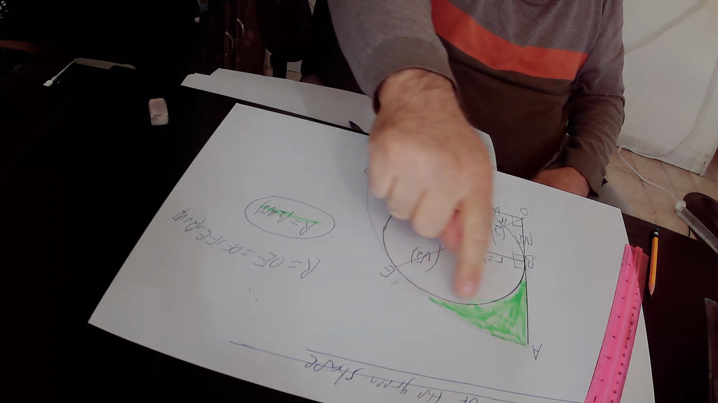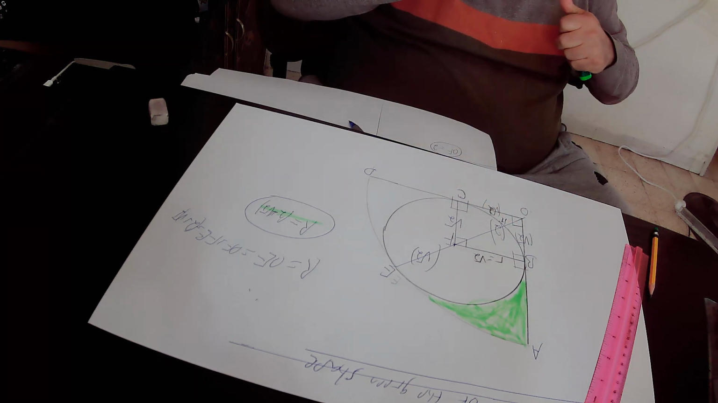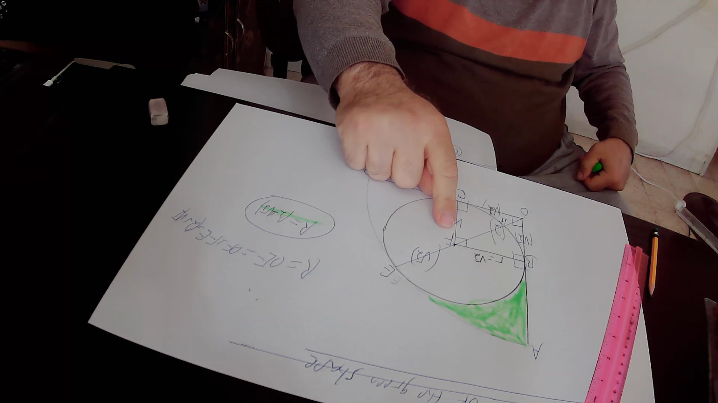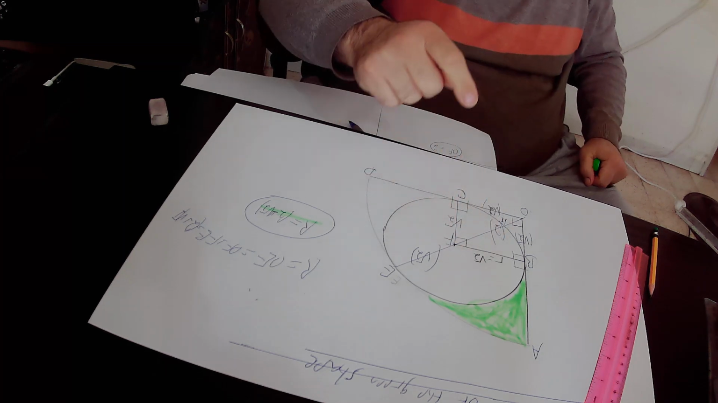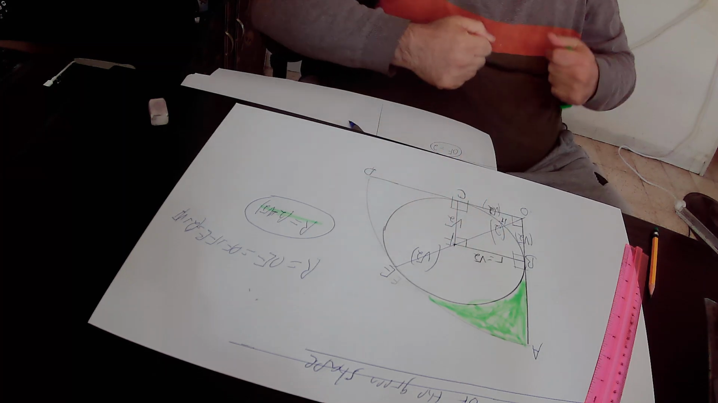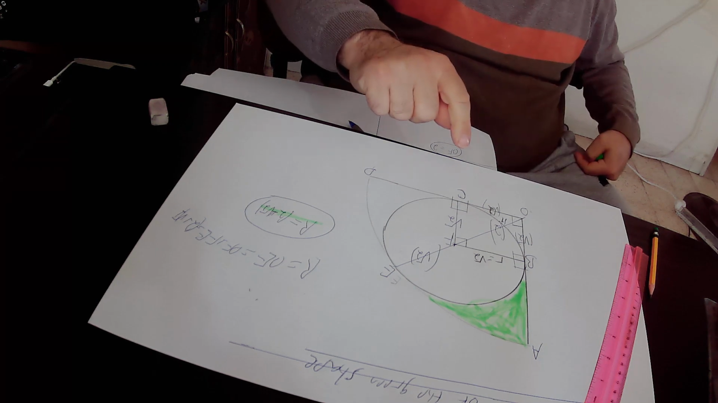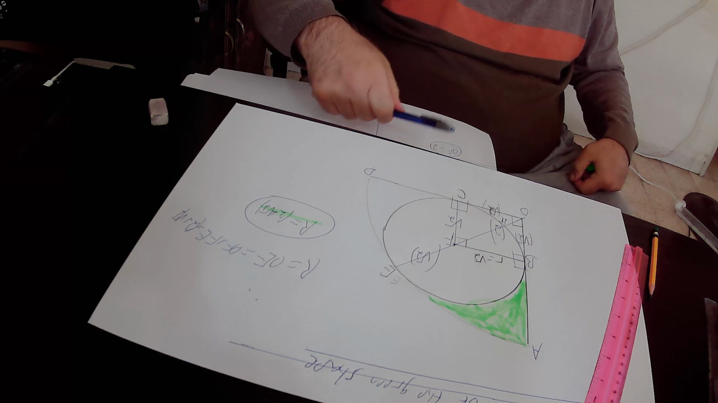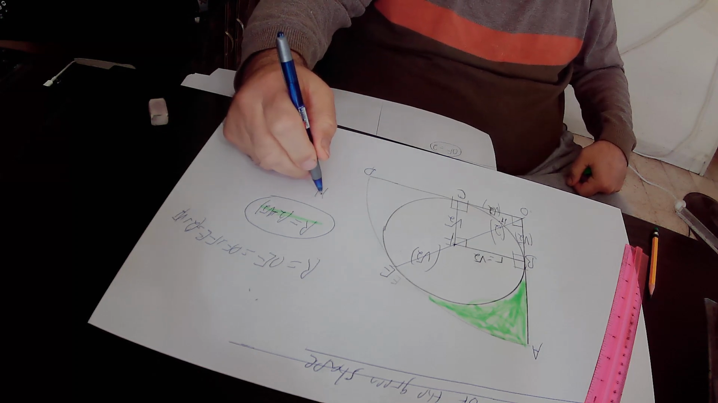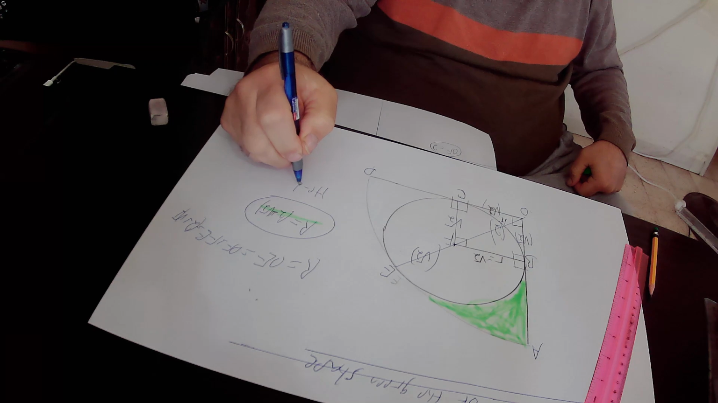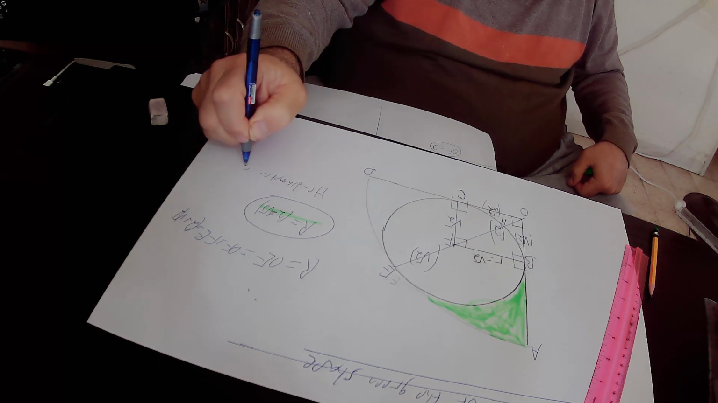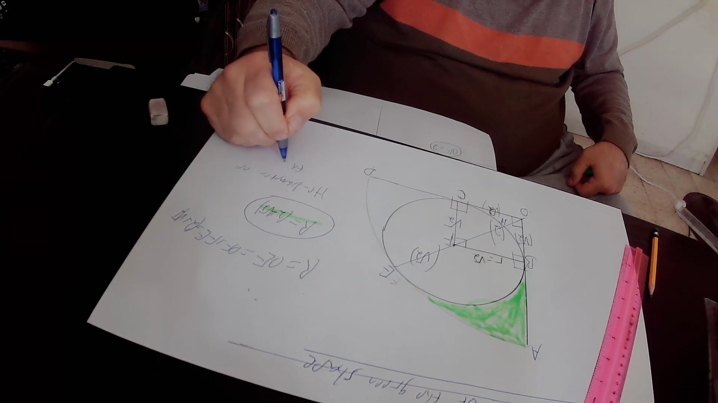inside this small circle. But HFE is a chord that passes through point F, that is the center of this small circle, and we know that any chord that passes through the center of the circle must be the diameter of the circle. Therefore, HE is the diameter of the small circle.